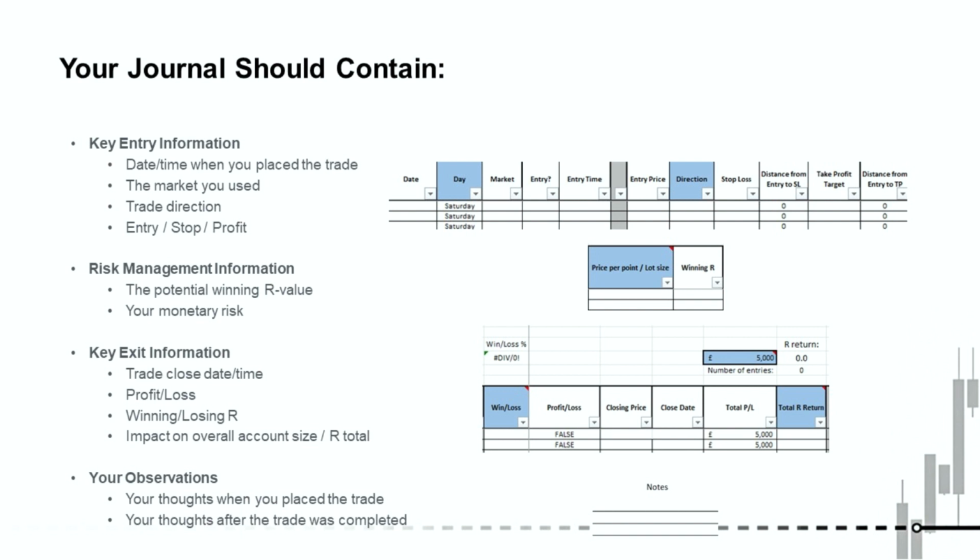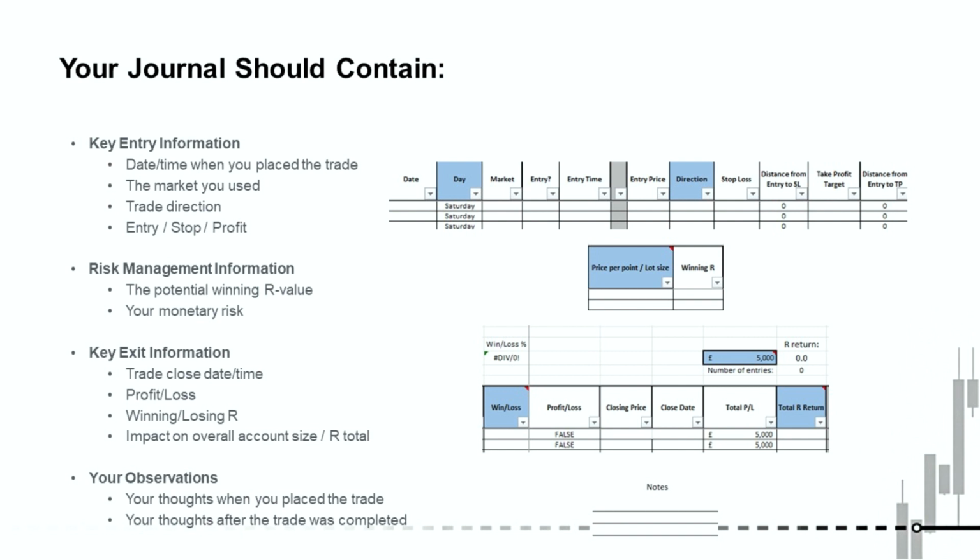Trade direction, so we're going long or short, we're buying or selling, and entry, stop, and profit information. So for quite a few of you, that'll probably be quite simple, but things like including the date and time, I see that fairly regularly that traders do miss on their journals.